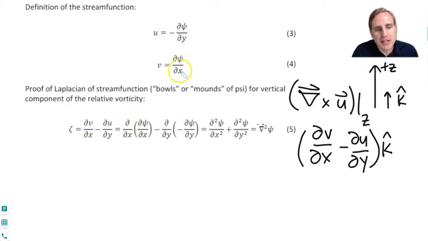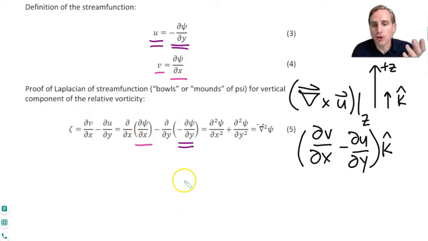So if we insert these definitions, that is, if we insert v into here, and we insert u into here, notice that for zeta, remember, partial differentiation you can perform in any order, and then minus times minus is going to give plus, so you'll get the second partial derivative of psi with respect to x, and the second partial derivative of psi with respect to y, and the sum of those, that's exactly the Laplacian of the psi function.